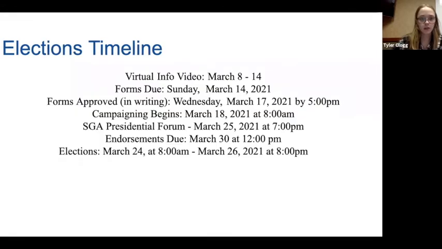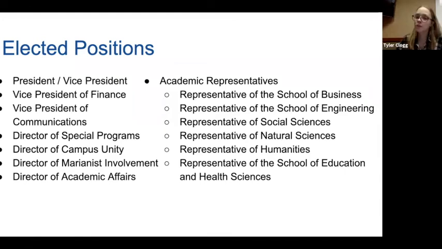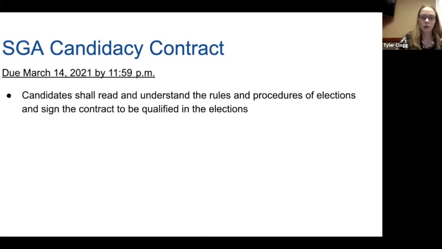So the positions that we will be looking for candidates for this spring are the president and vice president ticket, vice president of finance, vice president of communication, director of special programs, director of campus unity, director of mayor's involvement, and director of academic affairs, and all academic representatives to represent each of the schools on campus.